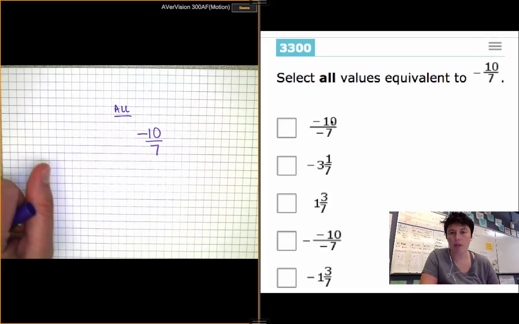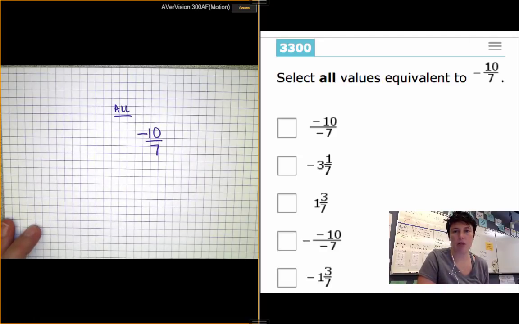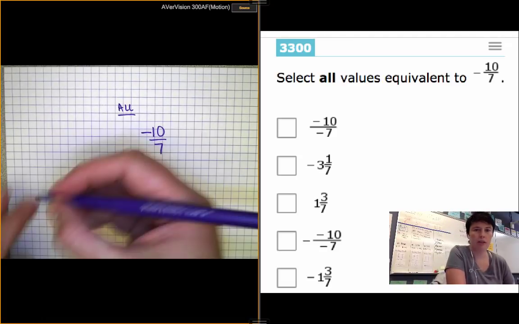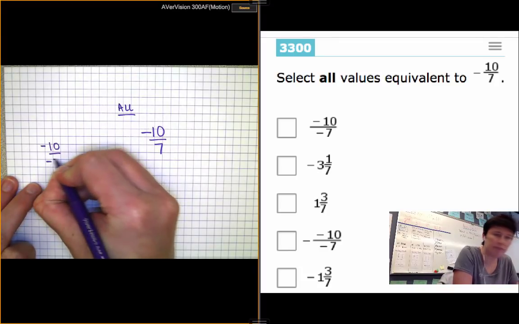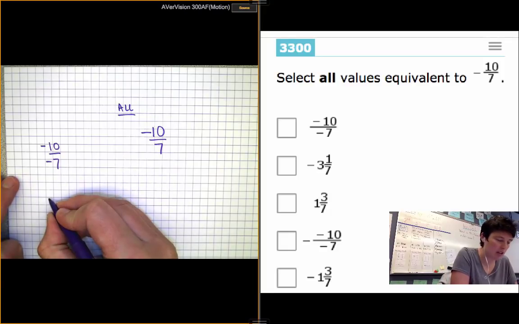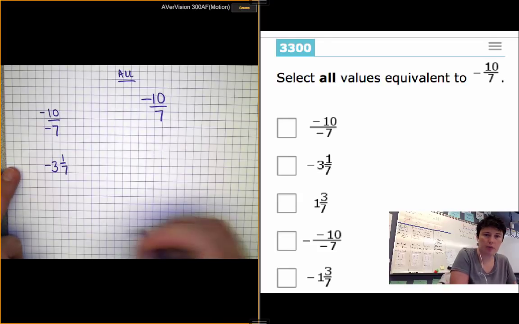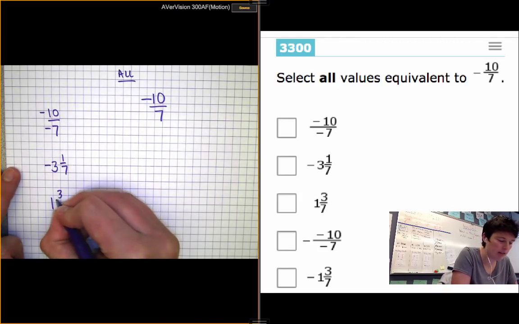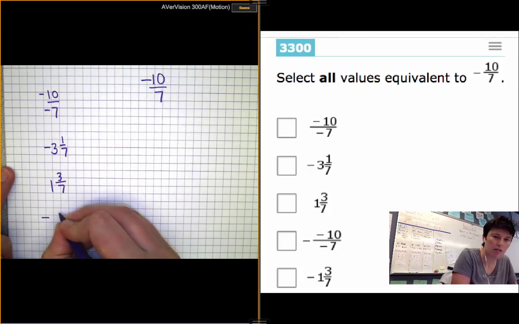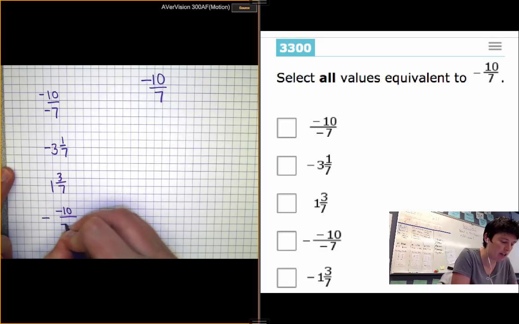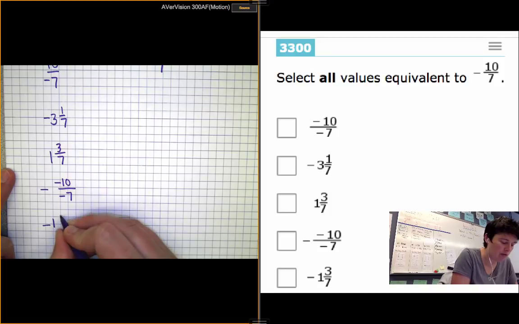Now look at all these options that we have over here. So we've got a few different options. Man, we got things to work with. So I'm going to write down what my options are. I see the first one is negative 10 over negative 7. I see the second one is negative 3 and 1/7. I see the next one is 1 and 3/7. And then I see, whoa, this one's crazy, a negative 10 over negative 7. Okay, and the last one is negative 1 and 3/7.